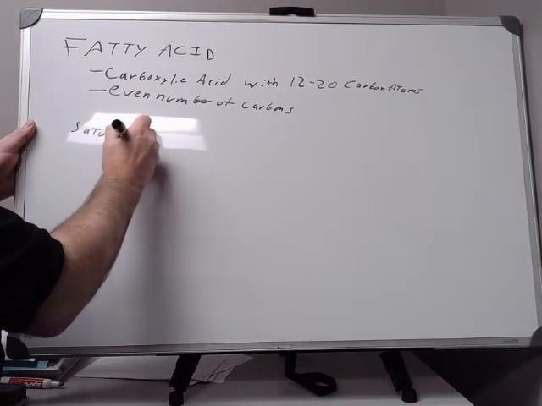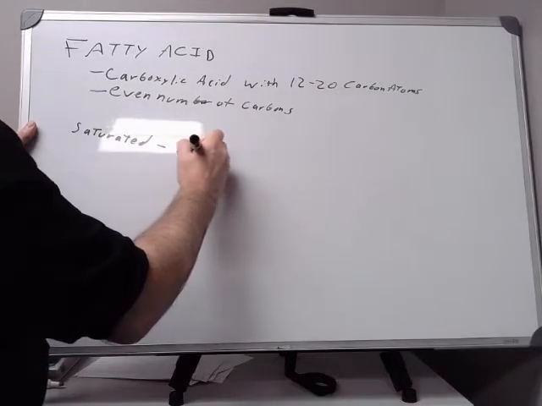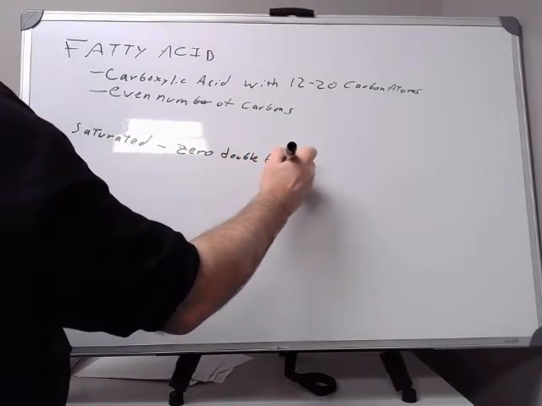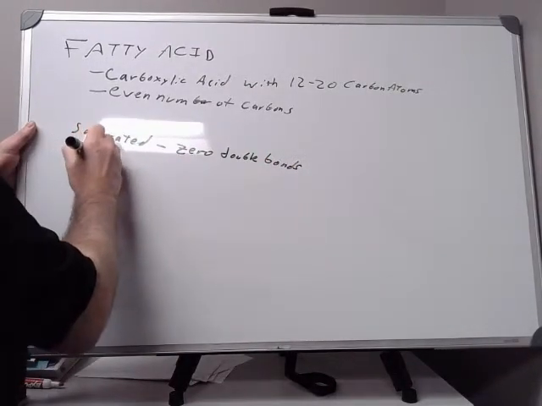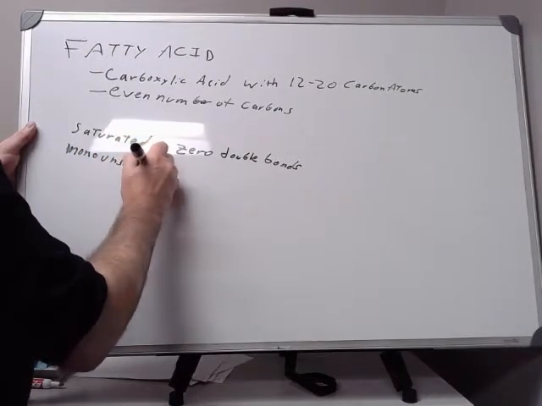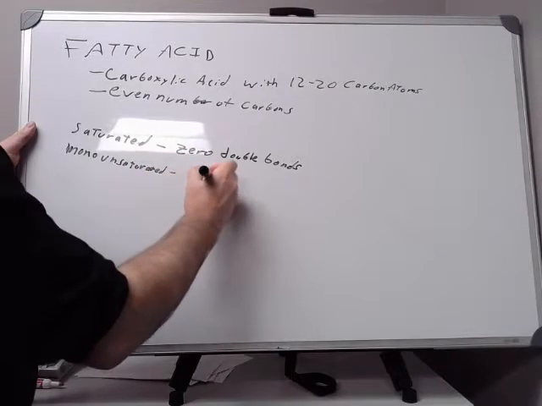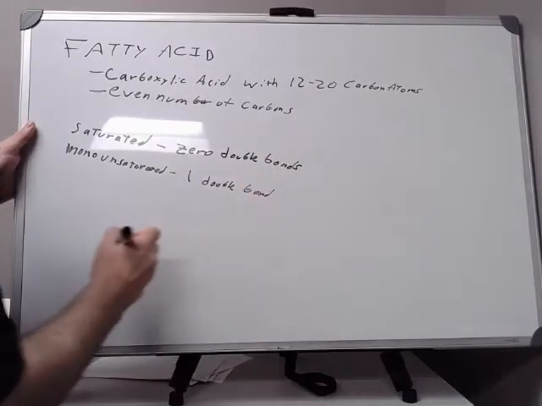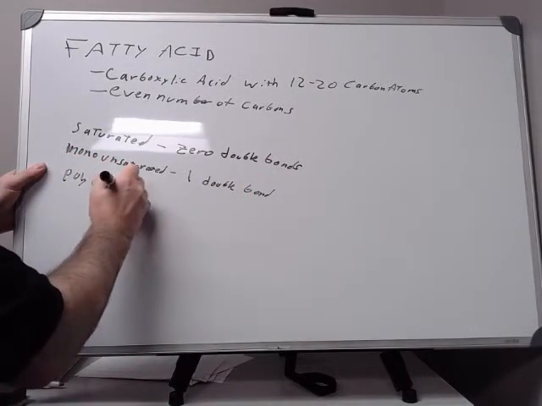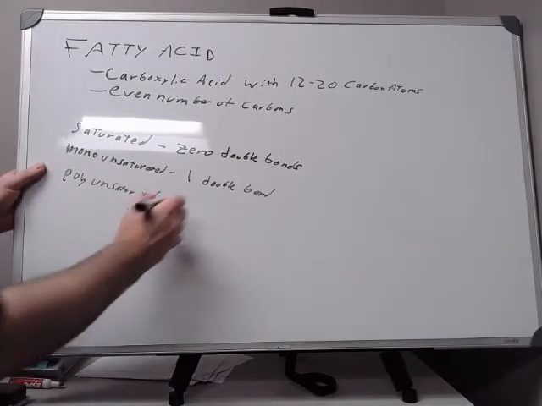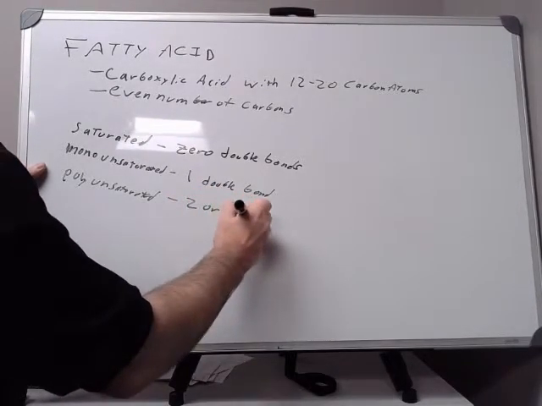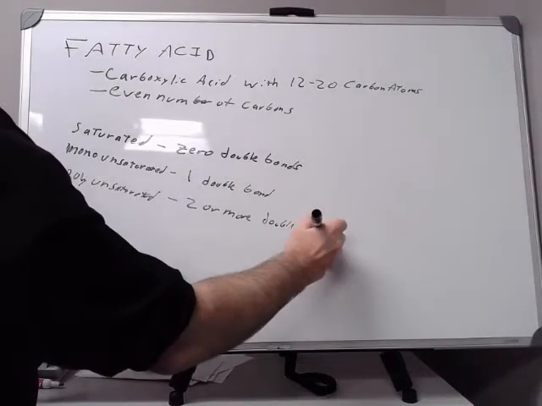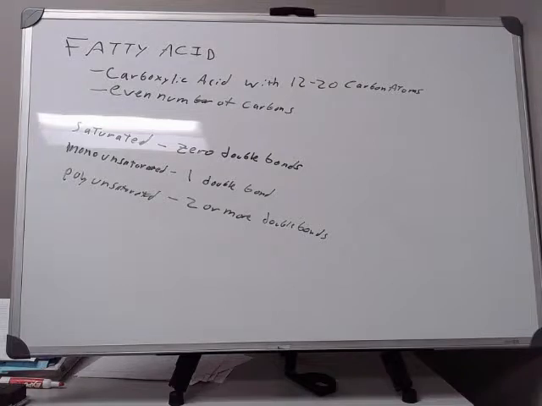And a saturated fatty acid will have 0 double bonds, whereas a monounsaturated will have 1 double bond. And a polyunsaturated will have 2 or more double bonds in the tail group. And these different classes of fatty acids will have different chemical and physical properties. We'll get into that here.